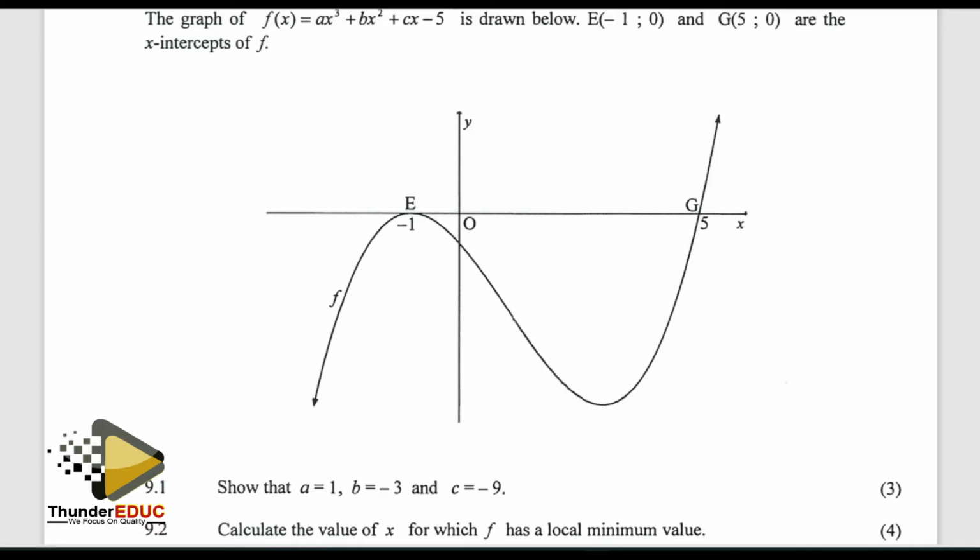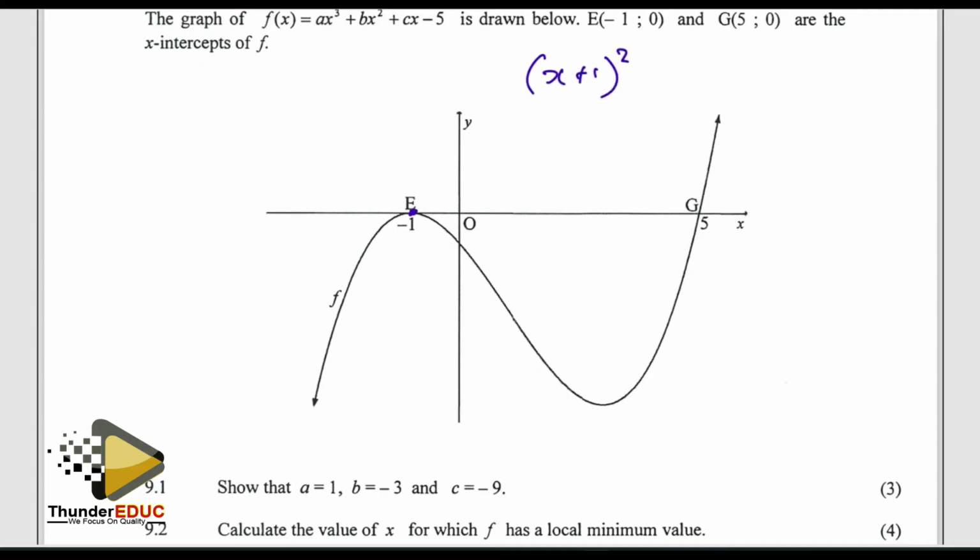When you look at E, it is an intercept, but at the same point it's a turning point, which plays a bigger role. If we are to get the factors of that, it's just going to be (x plus 1) squared, and then I'll multiply it with (x minus 5). In other words, this is going to be the equation of f. What we need to do is open this up and make sure that we end up with these values, then we shall compare with the original.